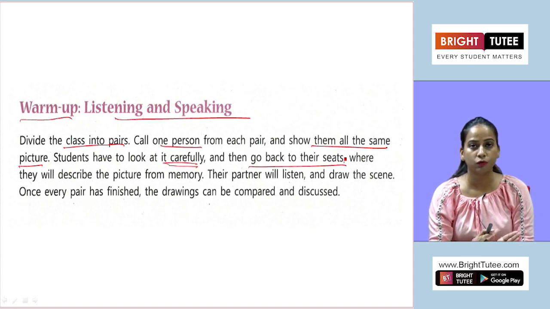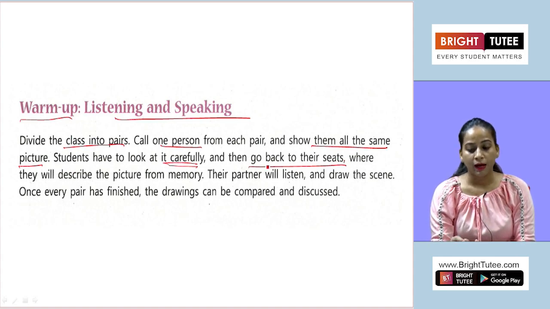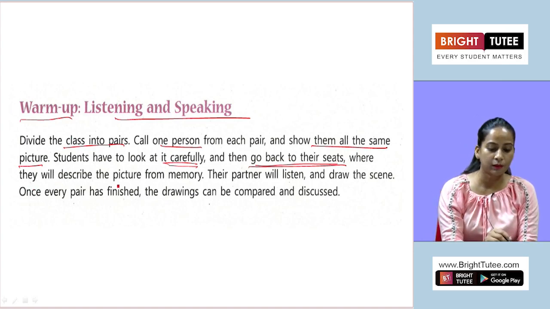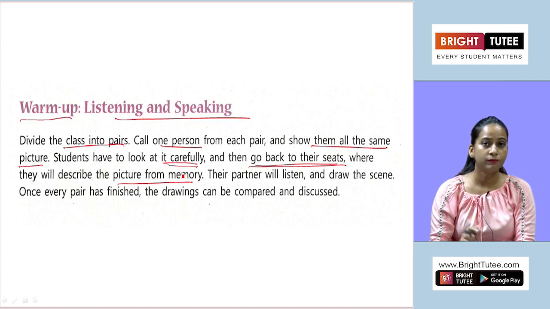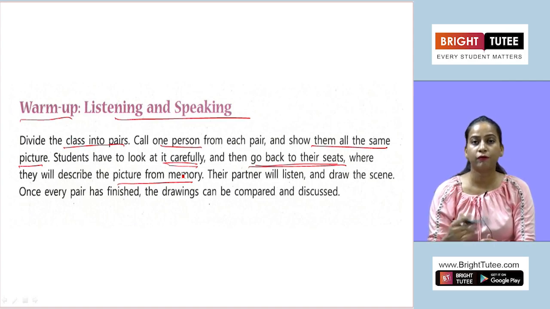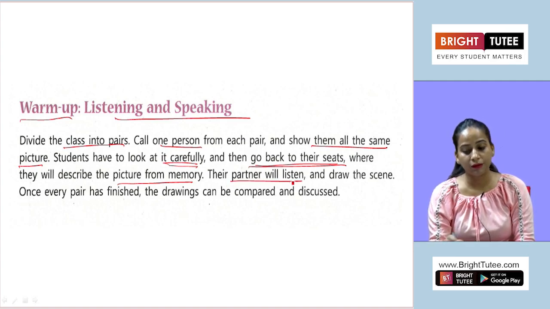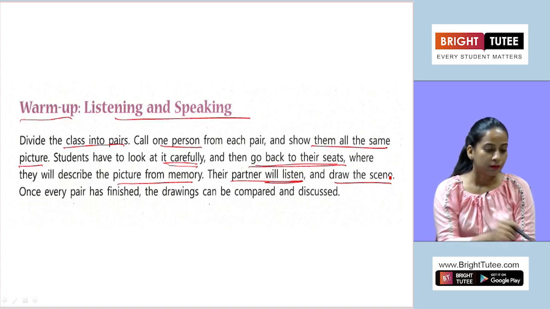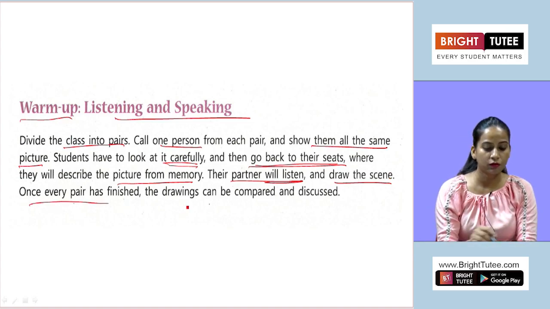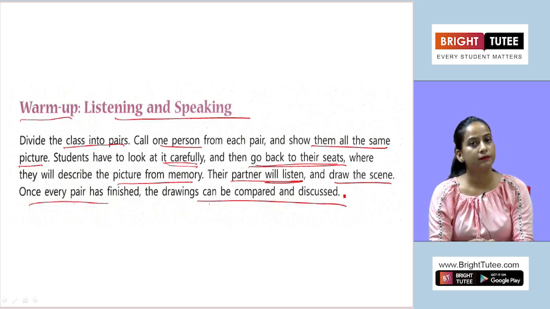After looking at those pictures, which are the same for each and every child, they have to go back to their seat where they will describe the pictures from memory. They describe what they saw, what kind of impression they had in their memory, and their partner will listen to them and have to draw the scene. Once every pair has finished, the drawings can be compared and discussed.